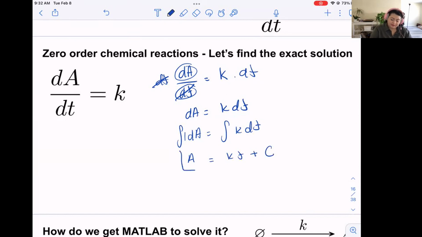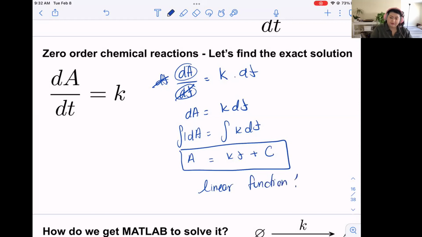So this is an analytical solution, and it looks like one of the functions we just went over, right? This is a linear function, which means that we can get MATLAB to do it too. So let me stop sharing my screen because now I need the desktop.